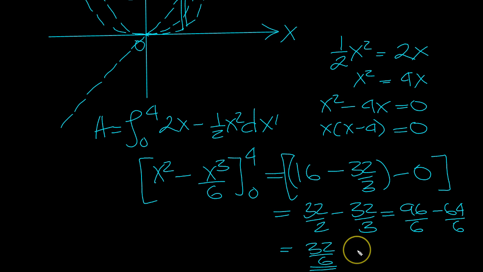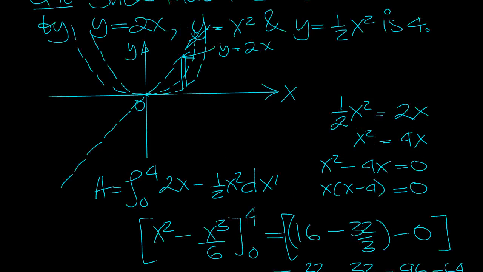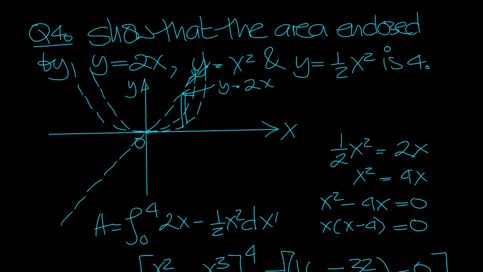Okay, 32 over 6 is not 4. So I really don't get that problem actually. I don't understand why you've got 3 curves. So maybe the question is, maybe I'm not reading the question. Show that the area enclosed by y equals 2x and x squared. That one. And y equals half x squared. So the area enclosed by... Oh, I see. Between this segment and this segment.